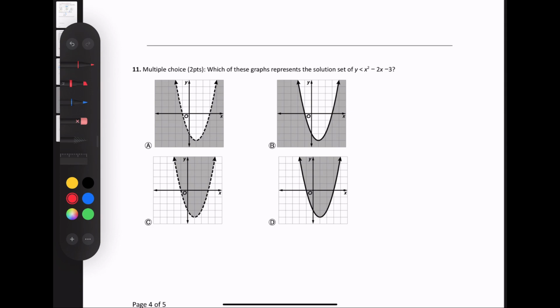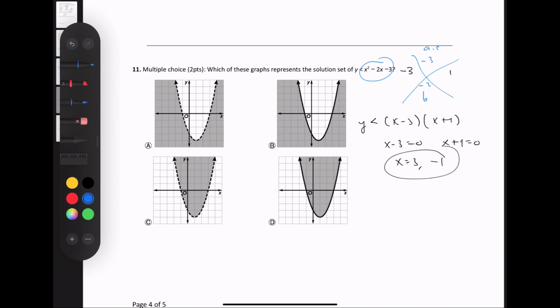Okay, let's go ahead and for number 11, I'm just going to factor this. So A times C is negative 3. B value is negative 2. My two numbers are 3 and 1. X minus 3. X plus 1. And then I'm just going to solve this, set it equal to 0, and get two numbers, 3 and negative 1. Those are my roots. So all of the graphs have that.